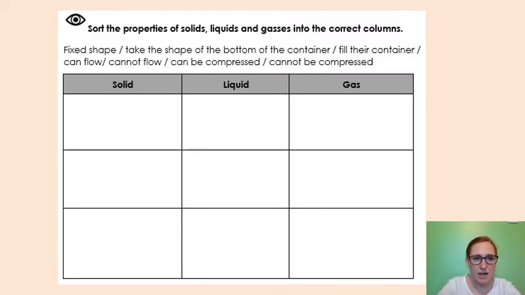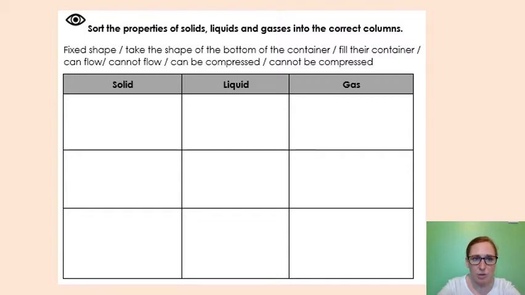So we've got fixed shape. Which of these keep their shape? The next one says take the shape of the bottom of the container. So which ones of these will take the shape of the bottom of the container? Which one will fill their container? So if it's in something, it will take up as much space as it can. Which one of them can flow or pour?